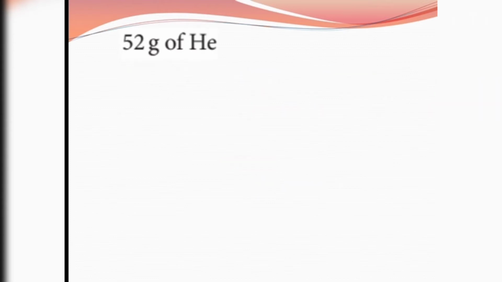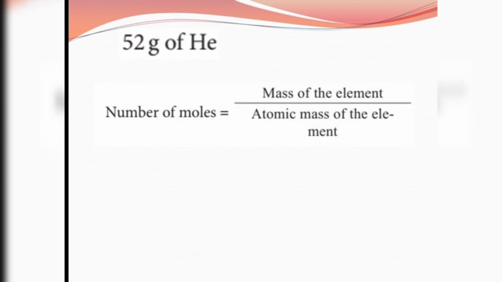Next sum: 52 gram of helium. Formula: number of moles equals mass of the element divided by atomic mass of the element. Given mass of the element is 52. Atomic mass of helium is 4. So, number of moles equals 52 divided by 4, that is equal to 13 moles.